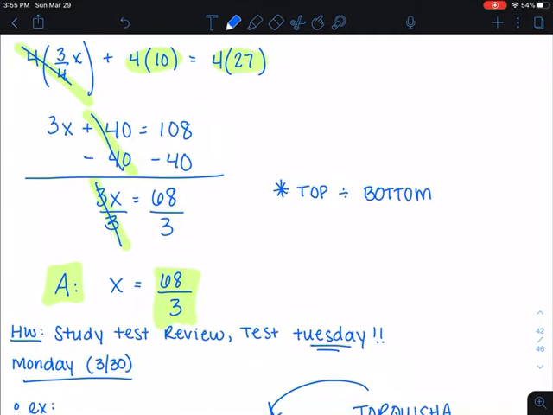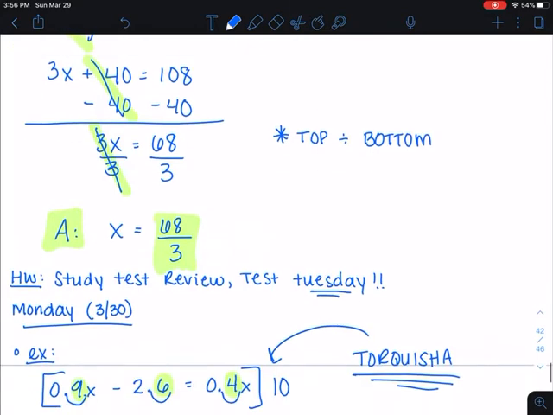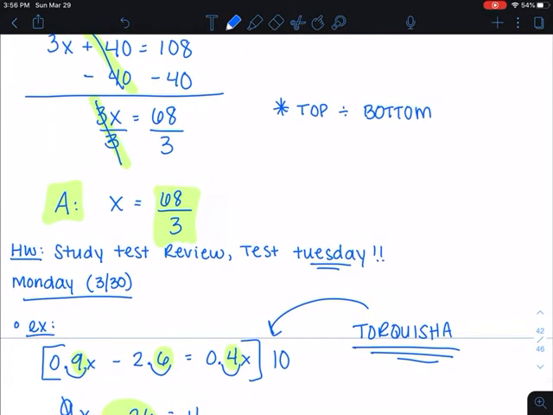Sorry about that. Alright, so the 4's canceled, which gave us 3x. 4 times 10 is 40, and 4 times 27 is 108. Then we do opposite operations, like we did the last problem. Alright, so we subtract the 40, which gave us 3x is equal to 68. The opposite of 3 times x is dividing by 3. We divided both sides by 3, which gave us x is equal to 68 over 3. It's not a clean decimal, so we just kept it as a fraction.